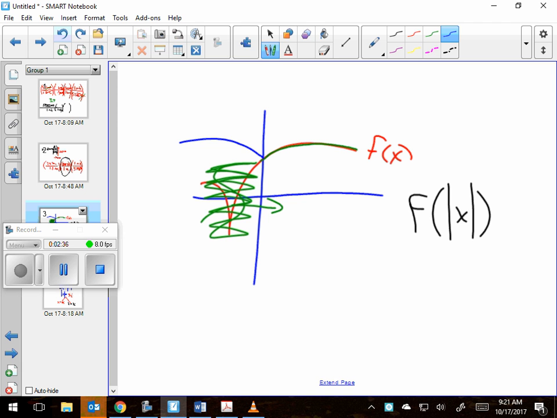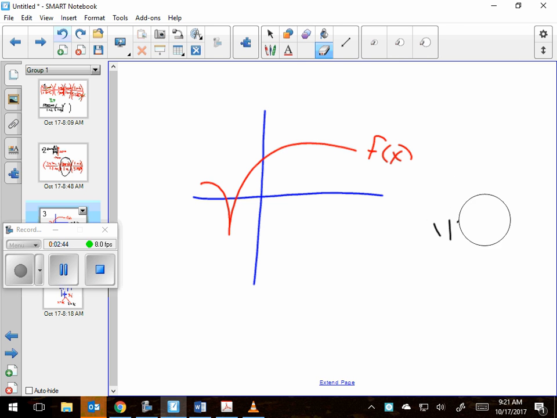Okay, good. So then last thing is, how about the reciprocal of this? The reciprocal of this is 1 over f of x. I'm going to do this one because this is a really hard one, and I don't know if you're ready for this yet.